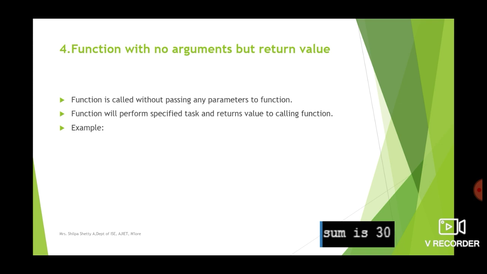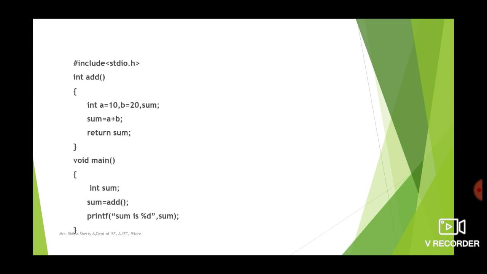So how do you call the function? We write sum is equal to add. So this is how the function is called without passing any parameter to the function. The function will perform the specified task and return a value to the calling function. So let us see an example here. Let us go to the main first.